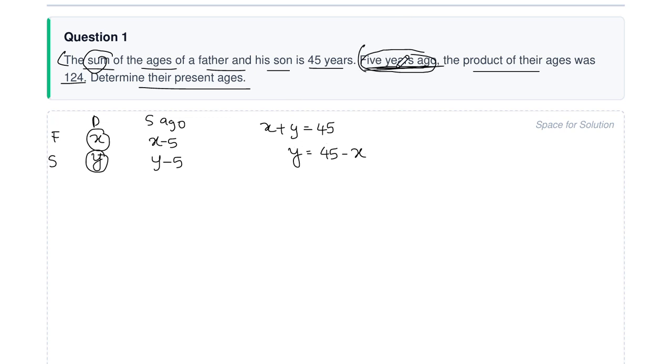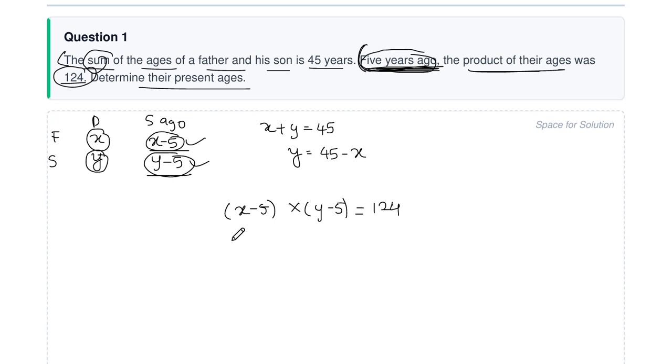Now look at the second statement. 5 years ago. So what are the ages 5 years ago? X minus 5, y minus 5. So we have to consider these ages now, because in the second statement we require 5 years ago's ages. So product of their ages. Product means multiplication. Their ages means father's age and son's age. We have to multiply x minus 5 into y minus 5 is equal to, it is given product 124.